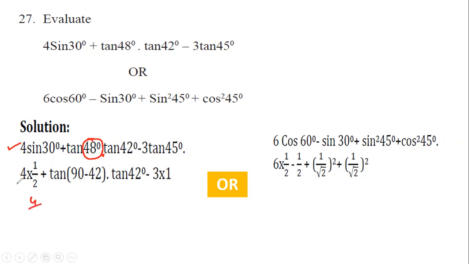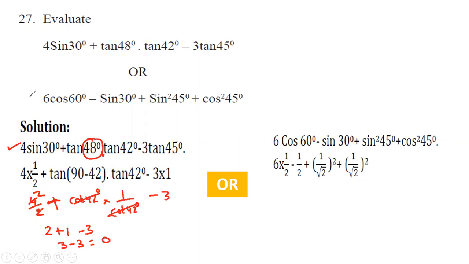So here you will get 4 ones are 4 divided by 2 plus tan 90 minus 42 is cot 42 degree into tan. Instead of tan, I am writing this one as cot 42 degree minus 3 ones are 3. Cot 42 gets cancelled, 2 ones are 2, twos are 2. So this is plus, not into, 2 plus 1 minus 3. 2 plus 1 is 3, 3 minus 3 is equals to 0. So this is the answer.